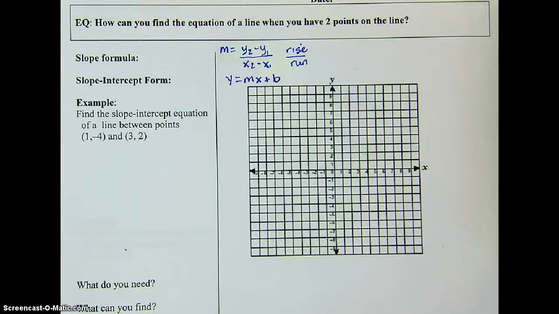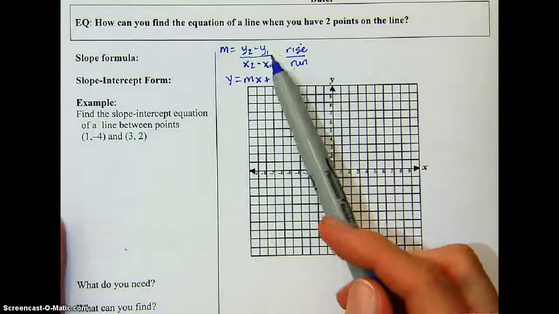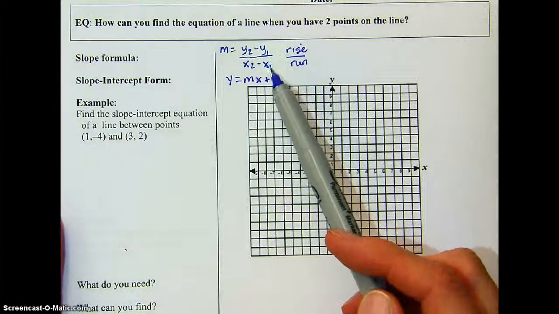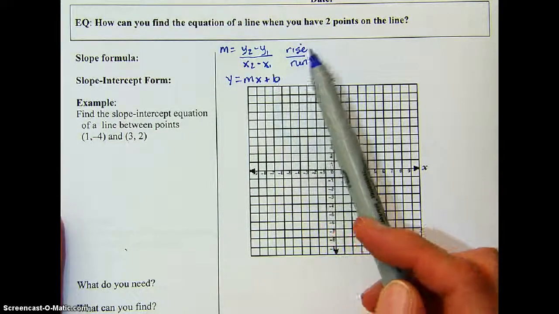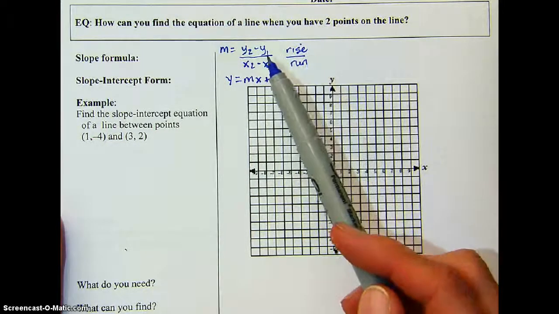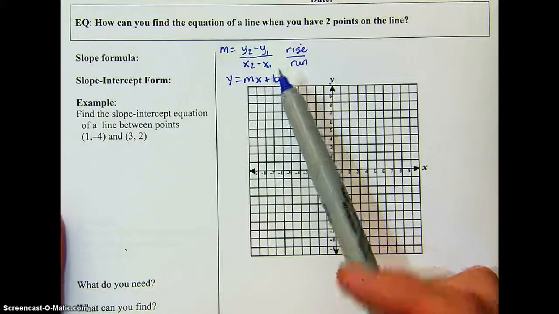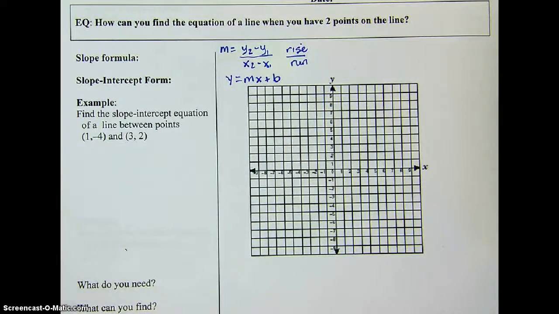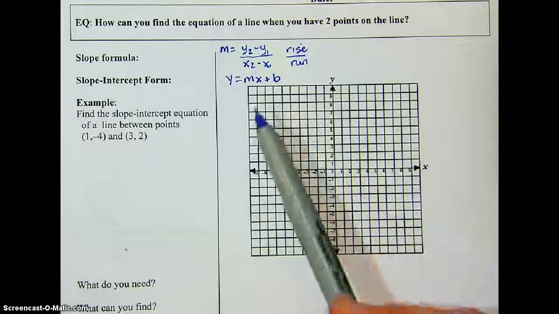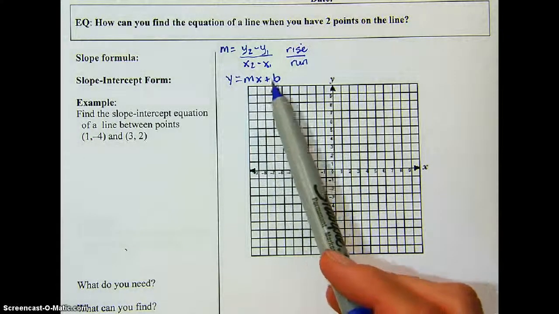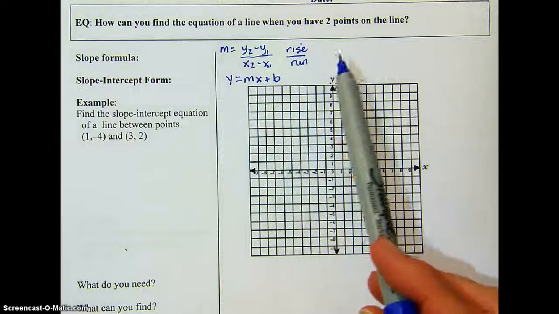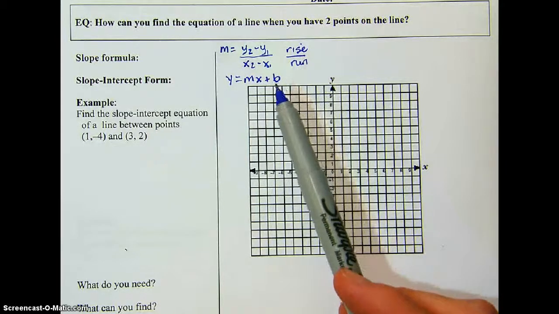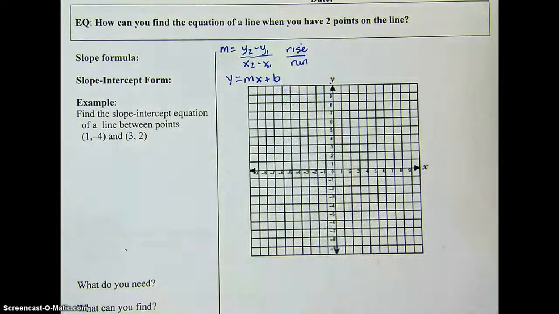We do know the slope formula. We know that it's y2 minus y1 over x2 minus x1, which is our rise over run, the change in the y's over the change in the x's. And we've been pretty good at doing that. We've practiced it quite a bit. We also know the slope-intercept form of the line, the equation of the line, which is y equals mx plus b, where m is my slope, it's my fraction, and b is the y-intercept.